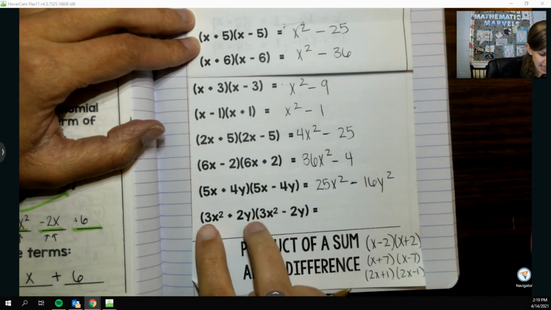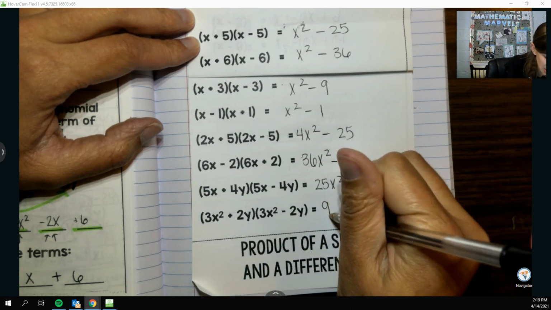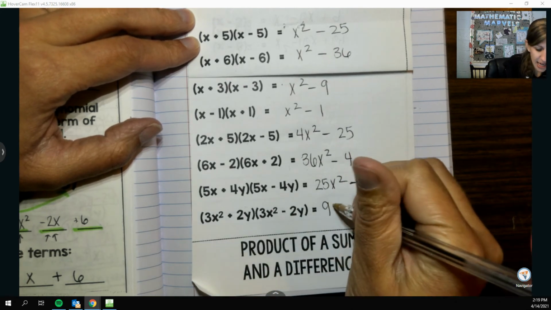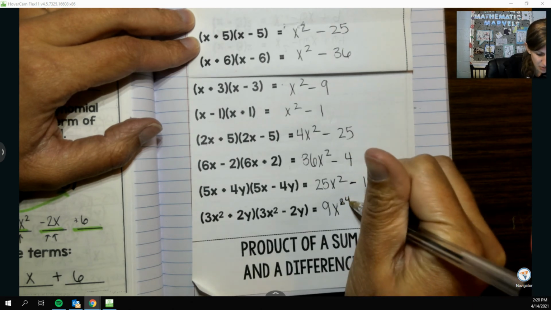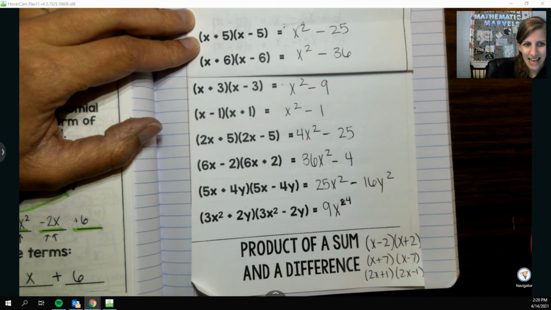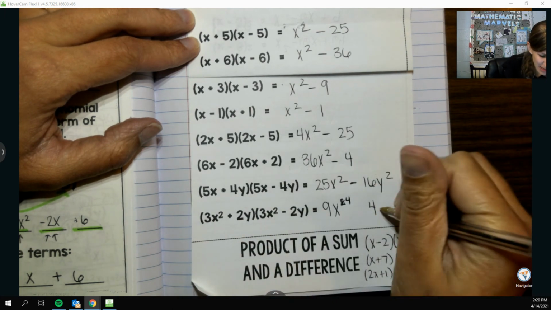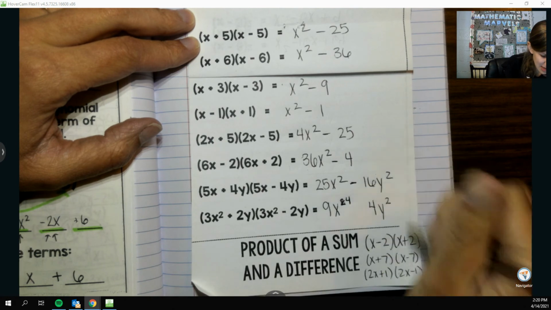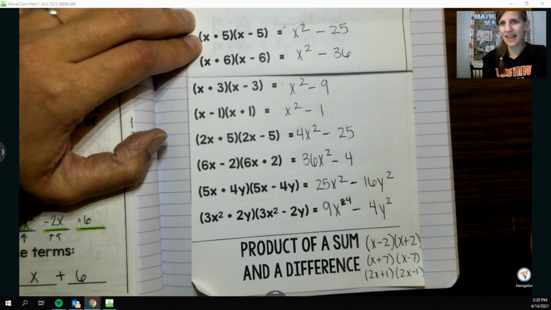And lastly, same numbers, same letters, same powers, one's a plus, one's a minus, I square the first, so like 3 times 3 is 9, x squared times x squared is x to the 4th, oh my gosh, I said it, but I didn't write it. And then I square the second, 2 squared is 4, y squared is y squared, always a minus. And there you go.